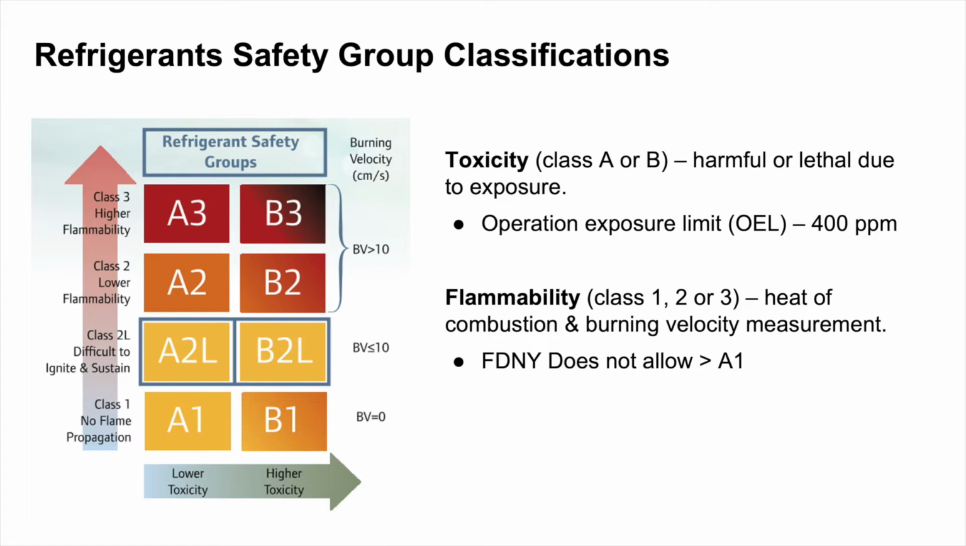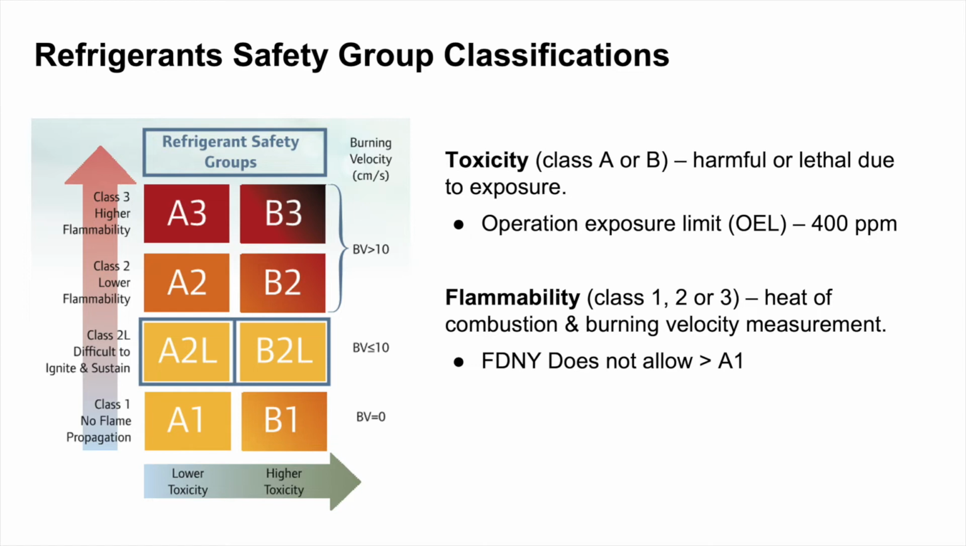This is measured in an exposure limit, an OEL, occupational exposure limit, and the normal value is 400 ppm. So above or below 400 ppm is where we define how toxic a refrigerant is. Flammability is essentially the speed at which combustion and burning of flame of this refrigerant occurs, again, when exposed outside of its containment vessel. And the higher the classification, the higher the number, the more flammable it is.